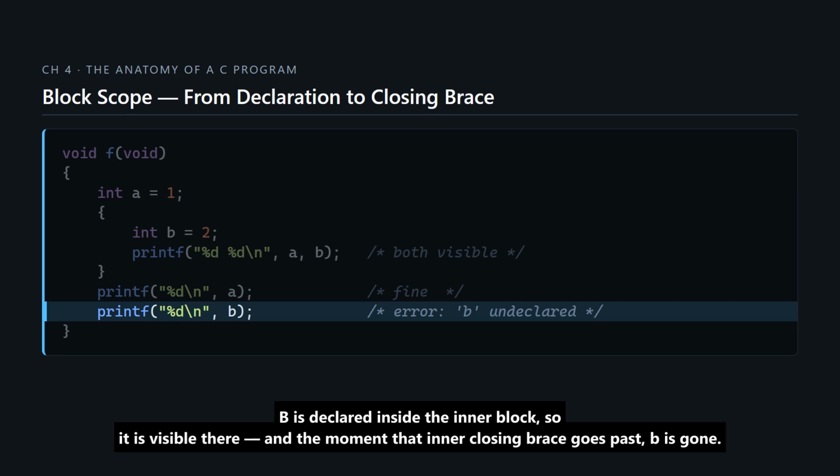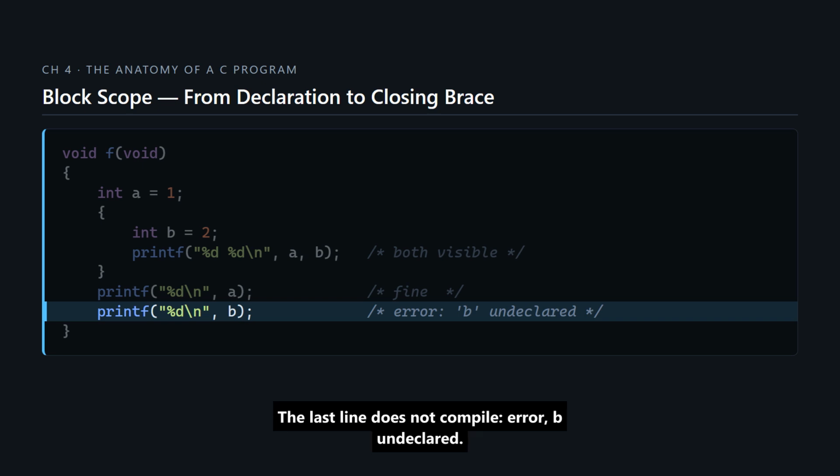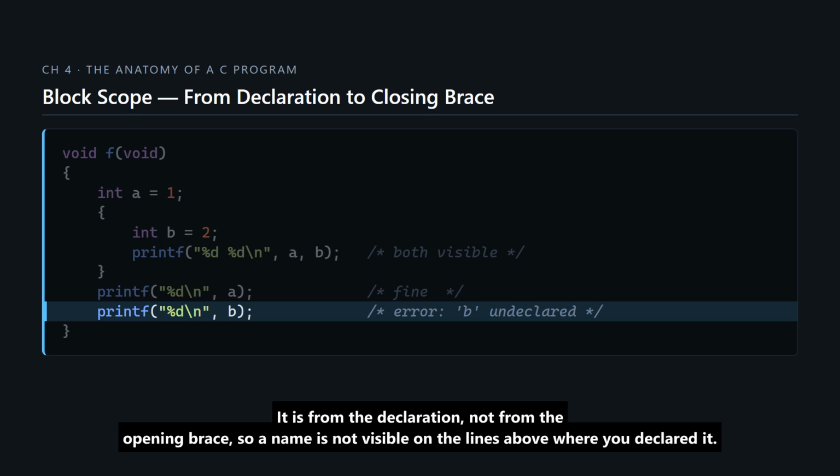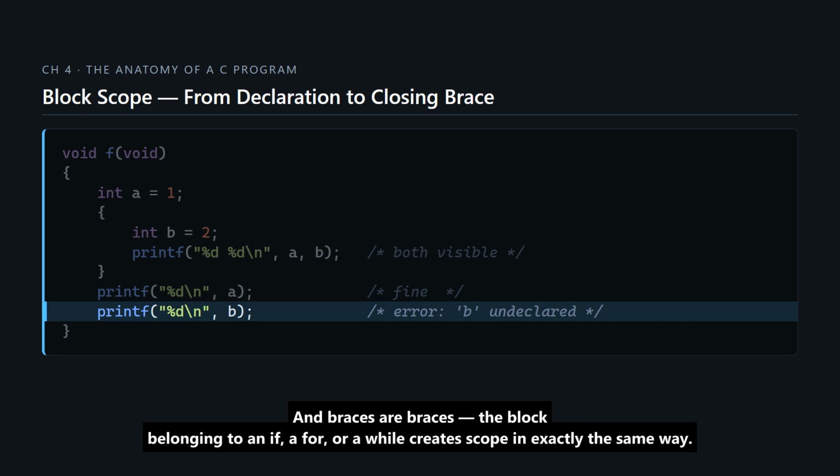B is declared inside the inner block, so it is visible there, and the moment that inner closing brace goes past, B is gone. The last line does not compile. Error, B undeclared. 2 details worth pinning down. It is from the declaration, not from the opening brace, so a name is not visible on the lines above where you declared it. And braces are braces. The block belonging to an if, a for, or a while creates scope in exactly the same way.